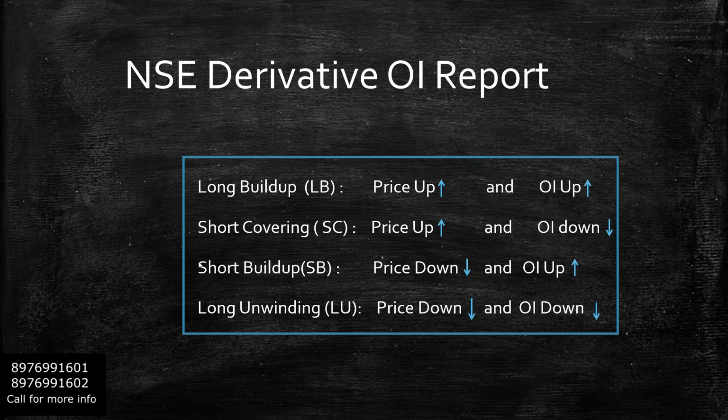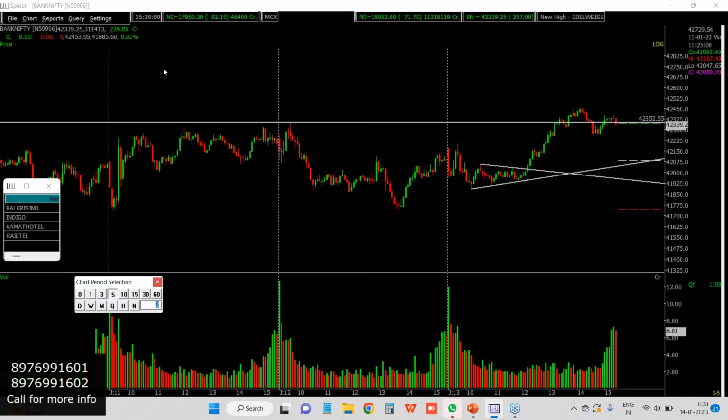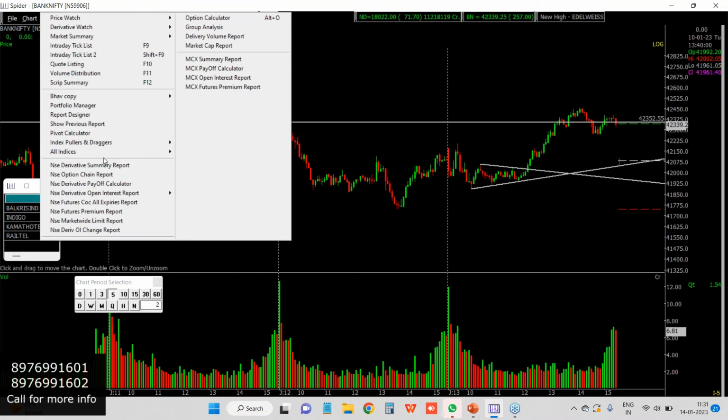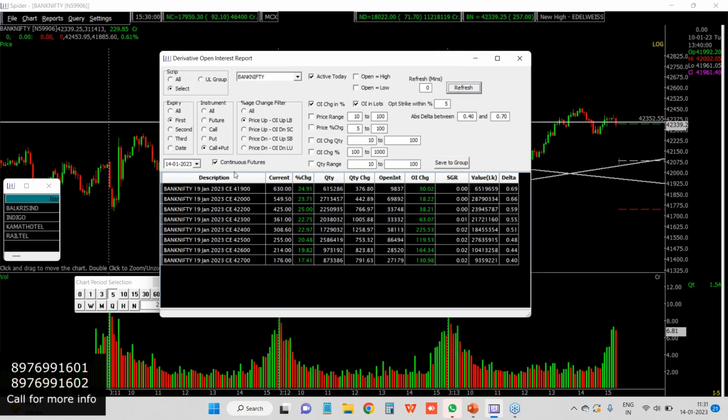Now in the software, we have a direct filtration to get the strike prices of SB, SC, SB and LU. So let's check. Okay, so how to differentiate between every strike price? You have to go to reports, and under that, the most important feature would be the NSE derivative OI report. Okay, I open the NSE derivative OI report. Now, how to use this: if you're someone who trades in Bank Nifty, you have to go to select, and then select Bank Nifty over here. You can select different stocks or indexes as well. You have the option of underlying group, and if you want to go for the whole FNO segment, you can go for all as well.